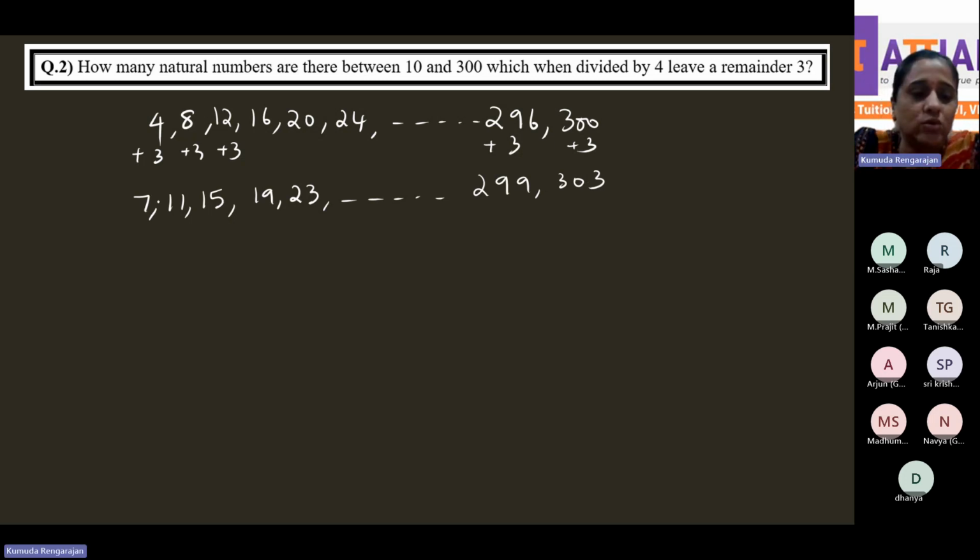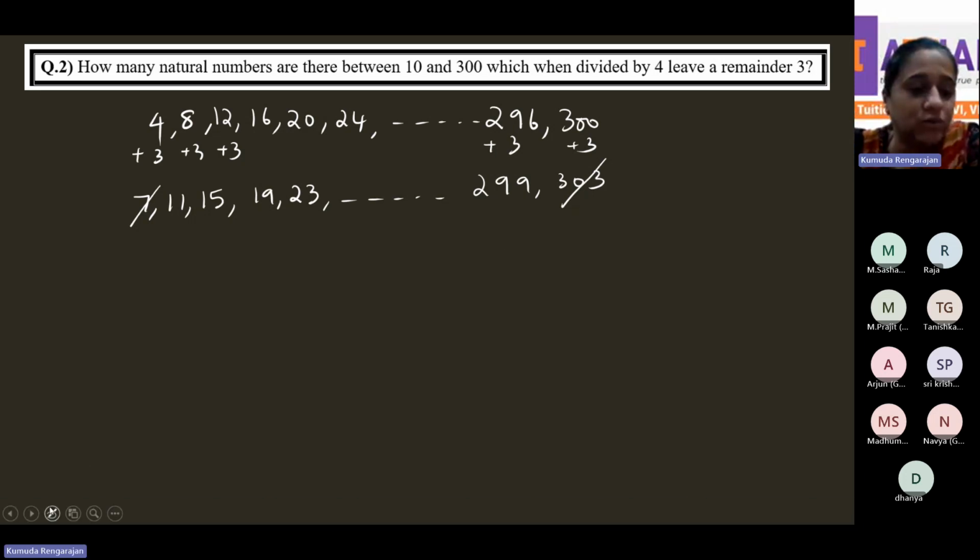So clearly you have to forego this number and this number, because it should be between 10 and 300. So this is the sequence which forms an arithmetic progression. Now you need to find the value of n. How many natural numbers? So which means you don't have to find the sum. You need to find the value of n.